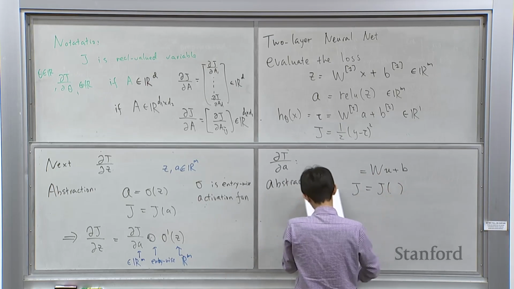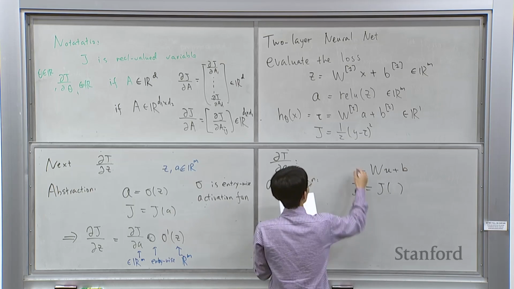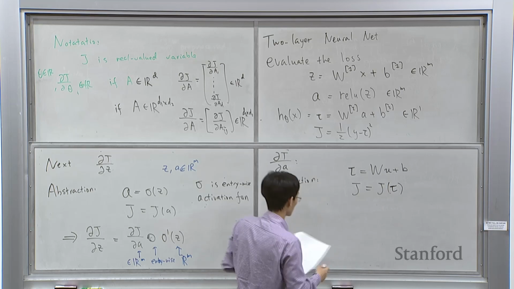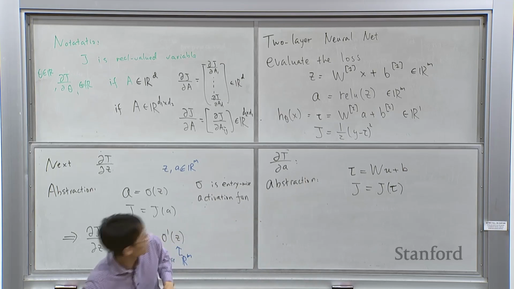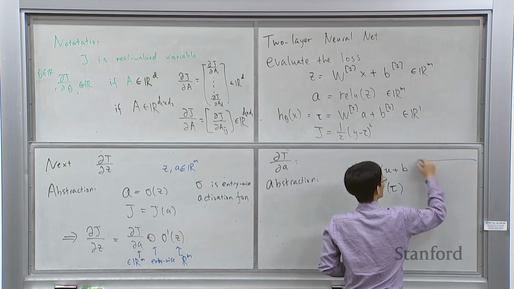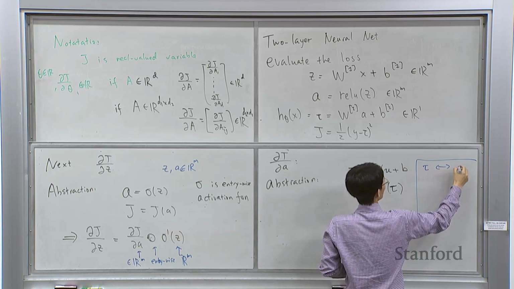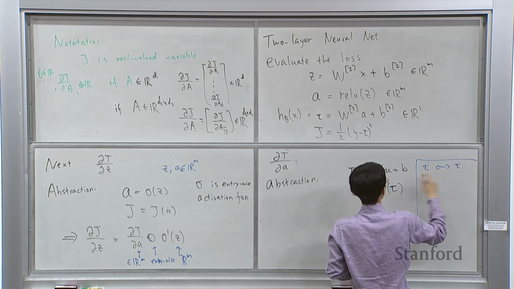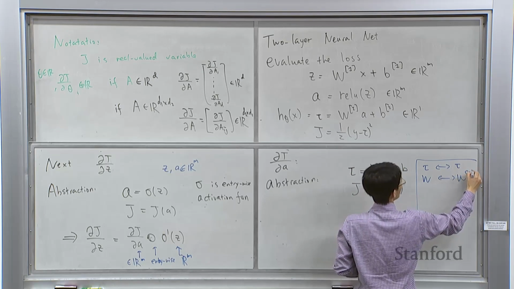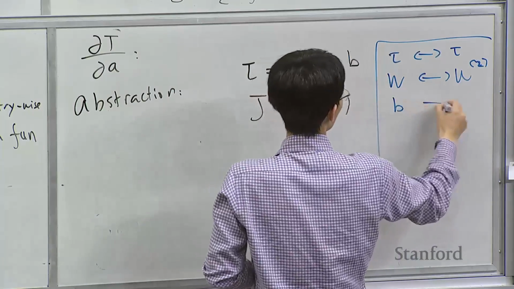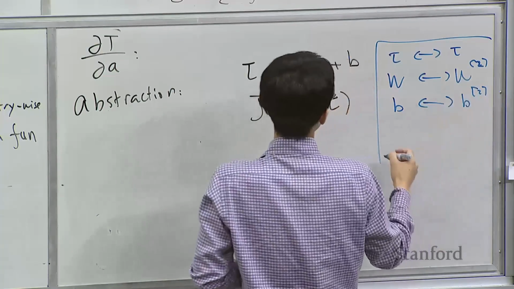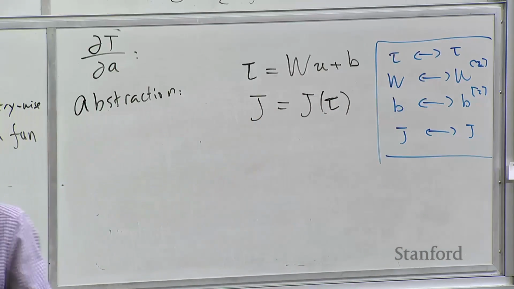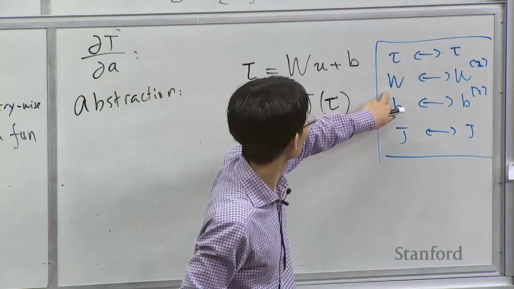I have to use a different notation. Maybe let's call this tau. Okay, that's a perfect place to call it. So why is this a useful abstraction? This is because the mapping in my mind is that tau means the tau above, and the W here means the W2 above, and the B here means the B2 above, and J means the J. Note that the difference here is that this W now means the second layer.